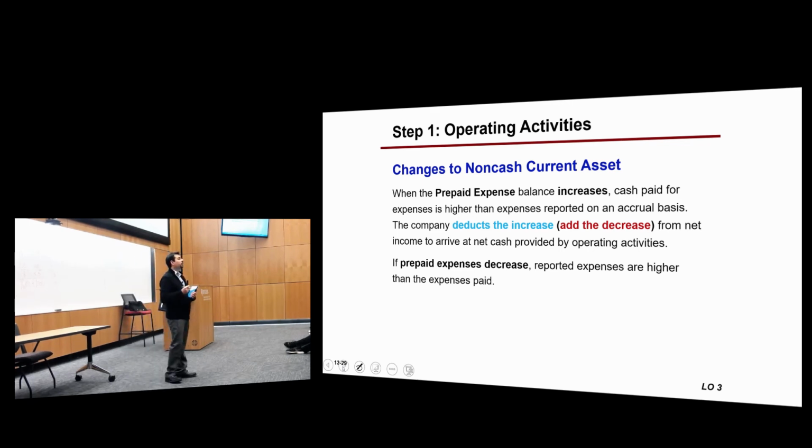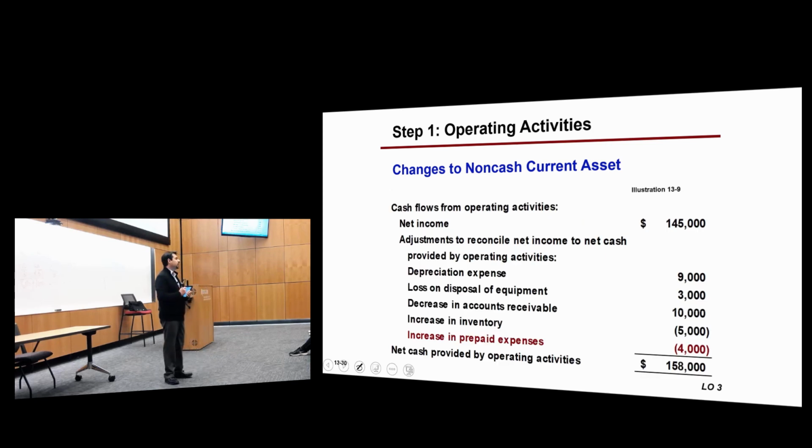If you have, on the other hand, a decrease in prepaid insurance, that means you recognized insurance expense, for example, although you did not make any payment in cash. So this will have to be added back. You add the decrease in prepaid expenses. Here we have an increase in prepaid expenses. So what do you do? You subtract this increase in prepaid expenses.